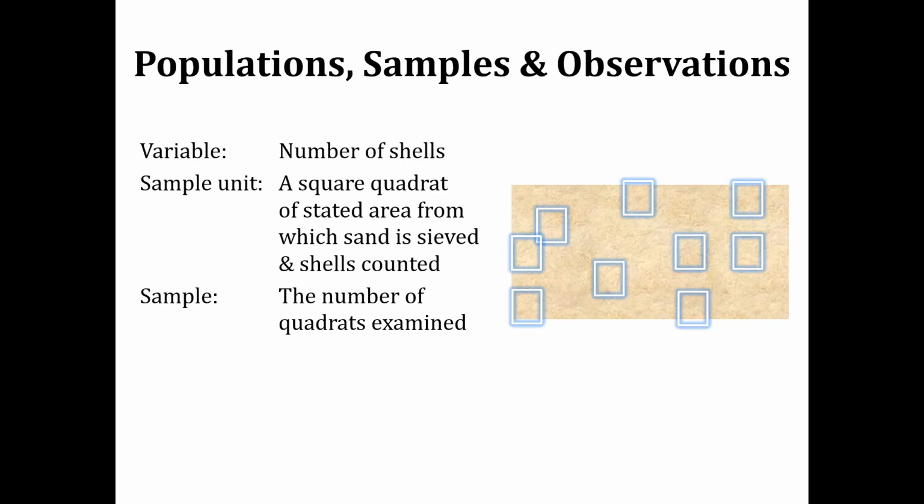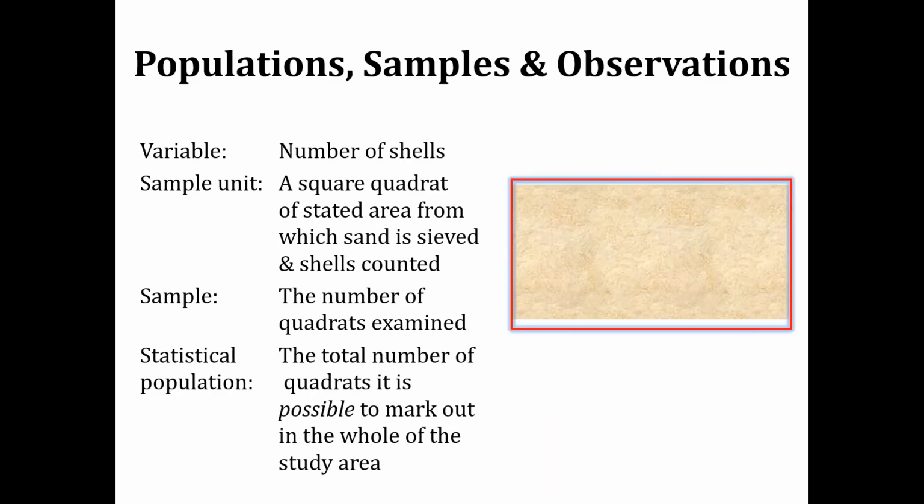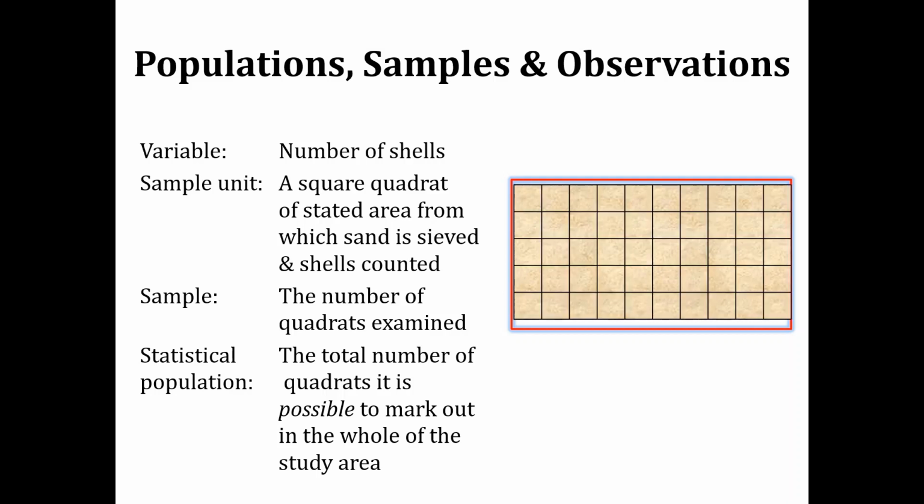Now, what is going to be the statistical population in this case? The statistical population is the total number of quadrats it is possible to mark out in the whole of the study area. So this is all of our study area, and we can see the number of quadrats that we can mark out in it. All of these are potential sample units, but only a few of them can be marked out. We can mark out the quadrats in only a few of these areas, and those quadrats are known as our sample, and each one of these quadrats is individually known as a sample unit. So this is the relationship between these terms.